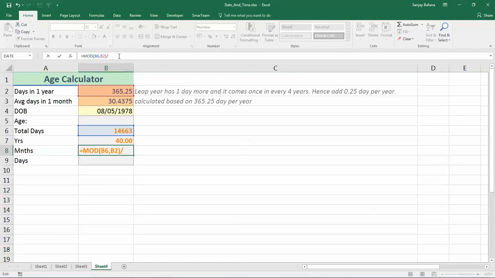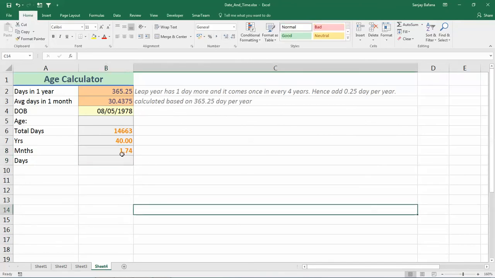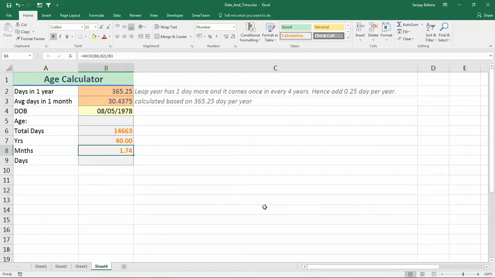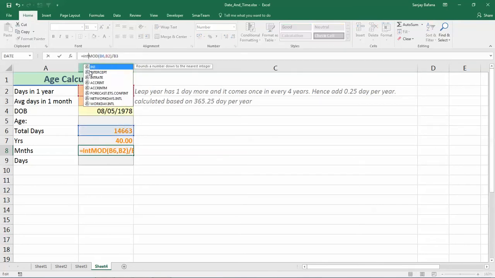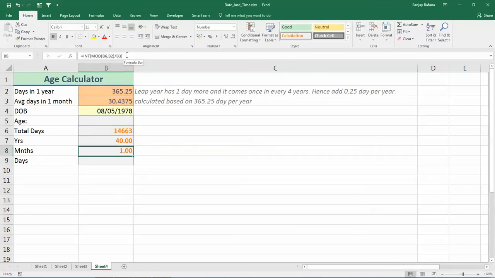And now we want to know that 53 days means how many months. So divide this by 30.4375. So it is giving us the value as 1.74. So one full month and 0.74 months on top of it. That means one full month and a few days. To get the full months, again we can add INT and put everything else in the bracket. So it will round it down to the integer, which is 1. Okay, and there are still a few days remaining.